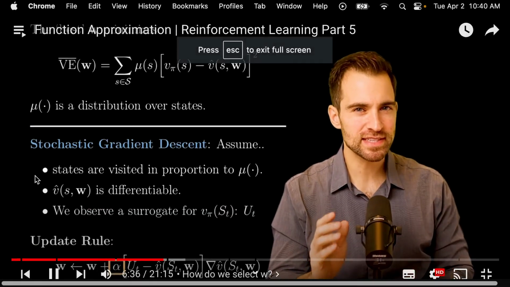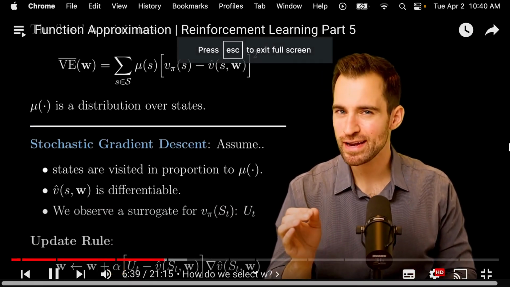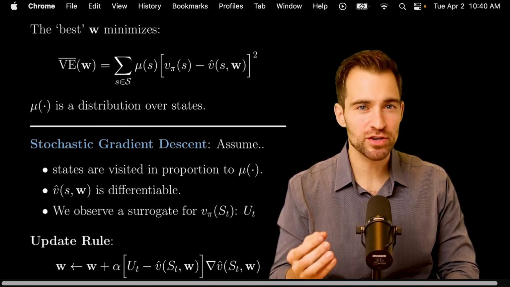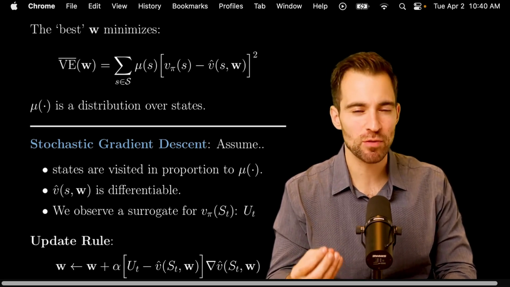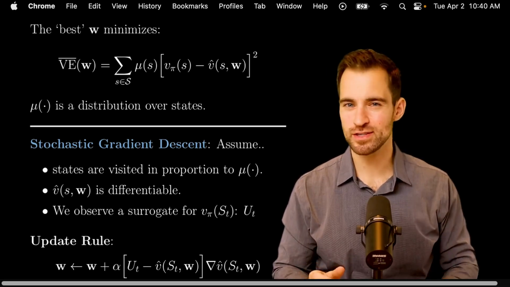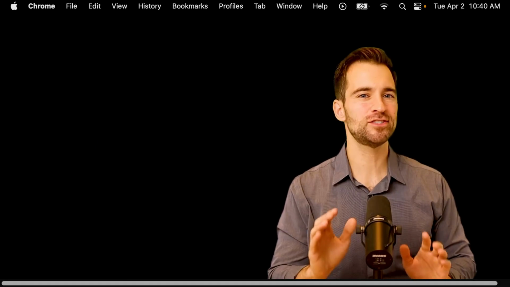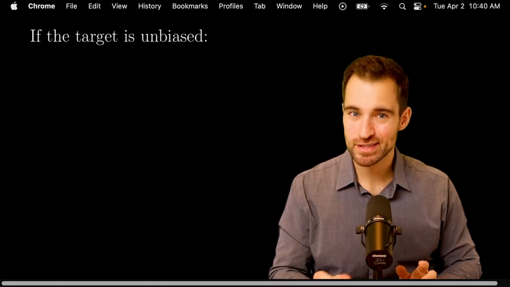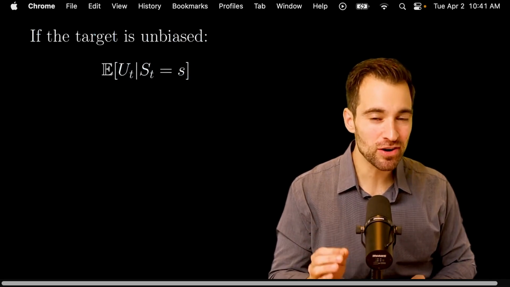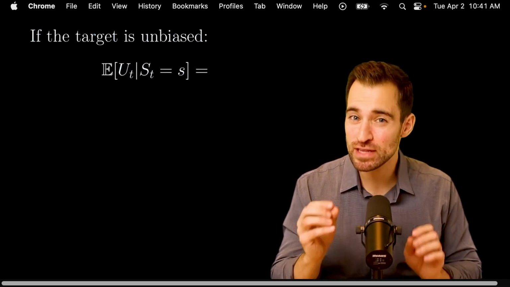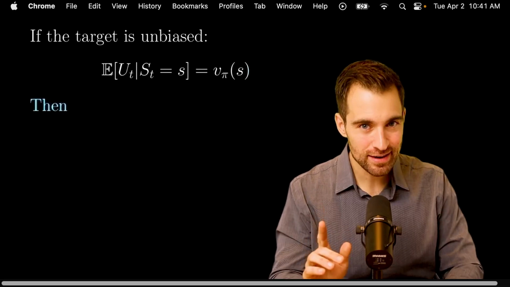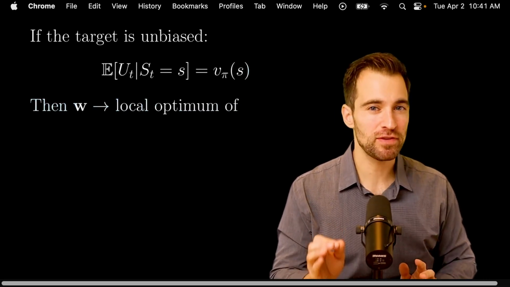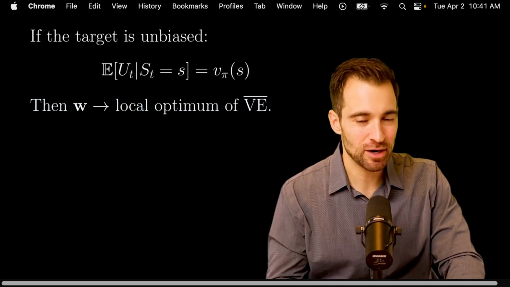Here, alpha is the step size, as we've seen before, and here is the gradient. What we're doing is nudging W in a direction that maximally reduces the error from the target. So now the question is, how do we choose our target? Let's start easy. If the target is unbiased, which means the expected value of the target at state S is equal to the true value, then W will converge to a local optimum of the value error, granted alpha is set appropriately.